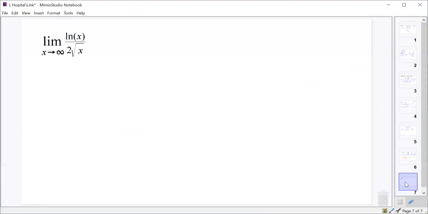All right, let's do this one here. The limit as x approaches infinity of natural log of x over 2 root x. As x goes towards infinity, what happens to natural log of x? It goes towards infinity. Right, it goes towards infinity. Pretty slowly, but it does. And what about 2 root x?